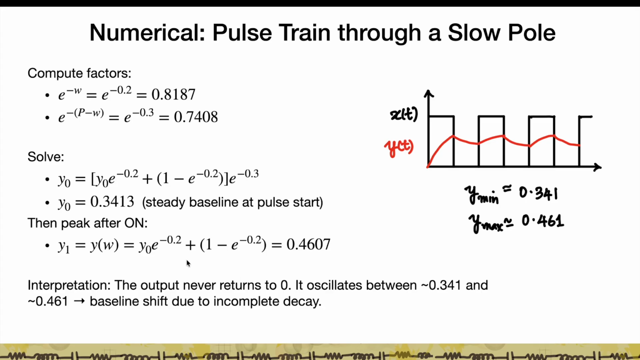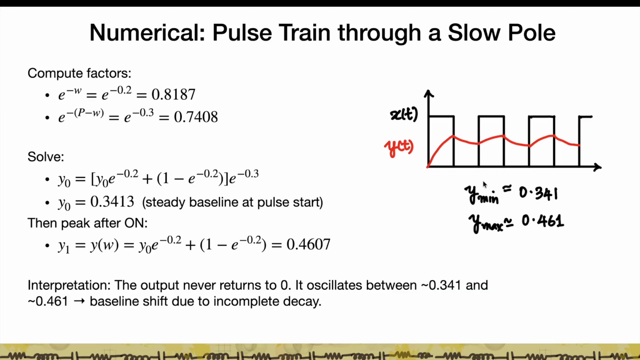So what you see here is that the output never returns to 0. It oscillates between 0.341 and 0.461. So here, even though x of t returns to 0 every time, y of t does not return to 0, right? And the baseline is shifted. The DC content of the signal increases, right? And this is where the system memory takes over, right? That's causing this difference between the Ymin and the Ymax, and that's because of the incomplete decay.